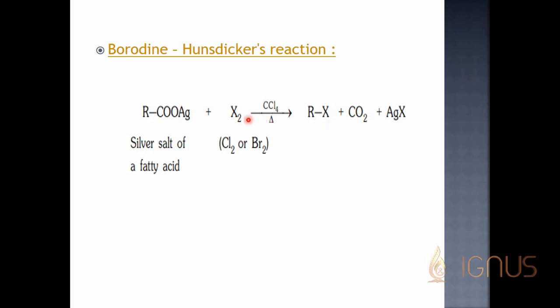Remember, if you know the reactant, you can directly write the product. Here, remove this COO as CO2 and add Ag to X minus. Ag reacts with X minus to give AgX and one more X plus adds to R to give RX. If you know the reactant, you can write the product easily. Note down the reaction. This is very important.